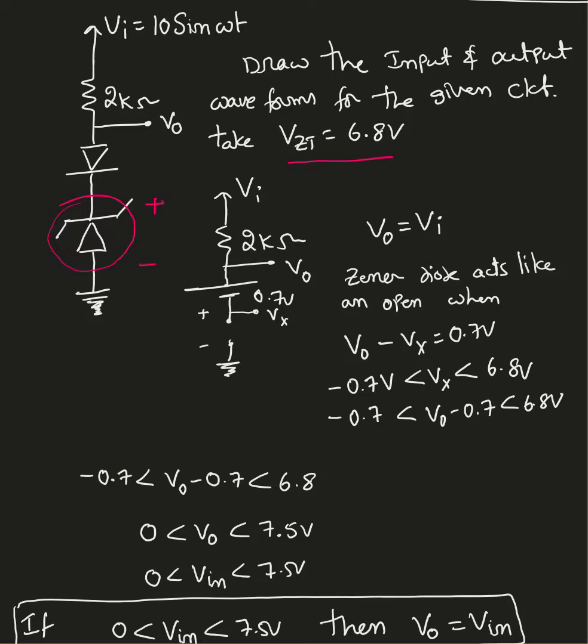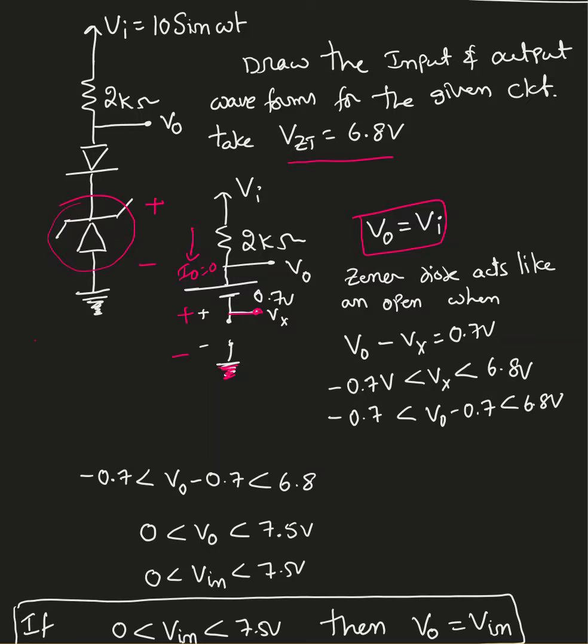So first condition, here we have a diode and a Zener diode. In the first case, I'm taking the Zener diode as acting like an open circuit. As long as this is open, no current is passing through it, so I equals 0, and V naught equals V input. The Zener diode acts like open when the voltage Vx between this point and ground is between minus 0.7 volts and 6.8 volts.